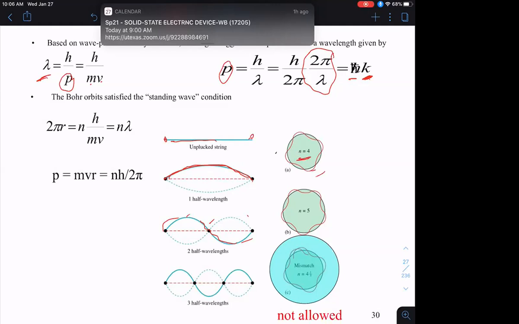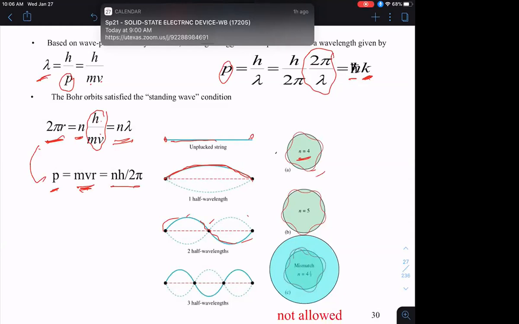What is the circumference? The circumference of this orbit is 2 pi r. So if 2 pi r is an integer number n times this de Broglie wavelength, flipping terms around, that tells you that h over p, that's your momentum, times r, works out to this. So that's your angular momentum. That then works out to n h over 2 pi.